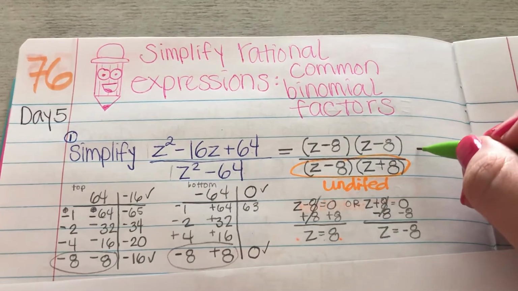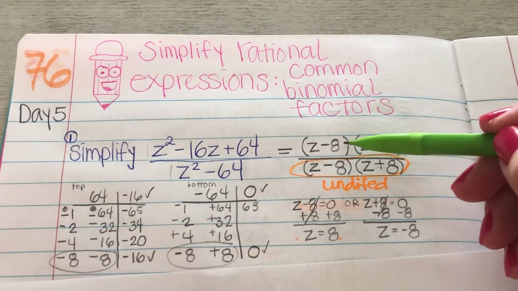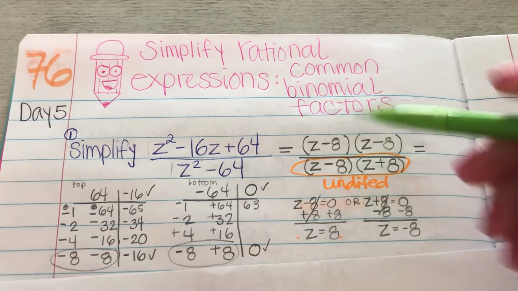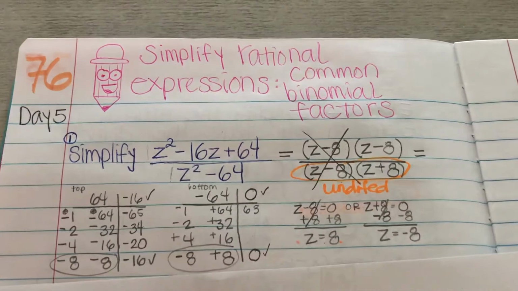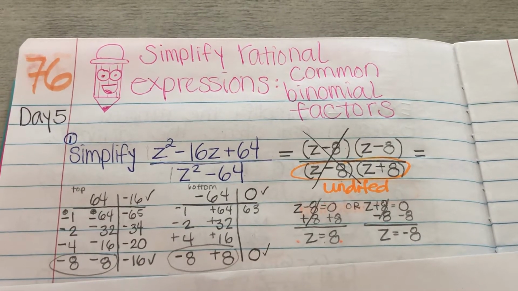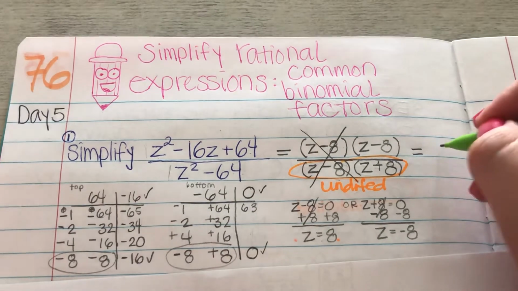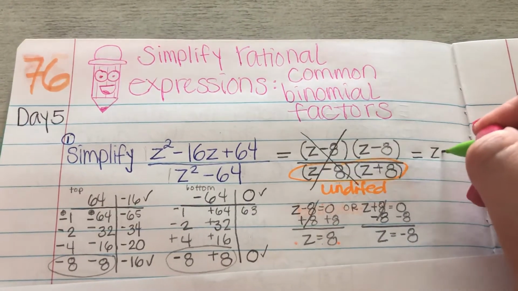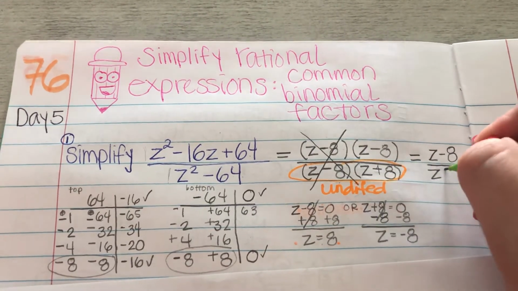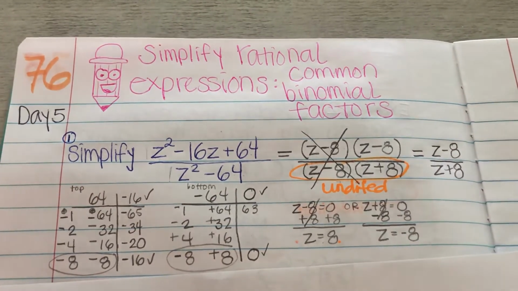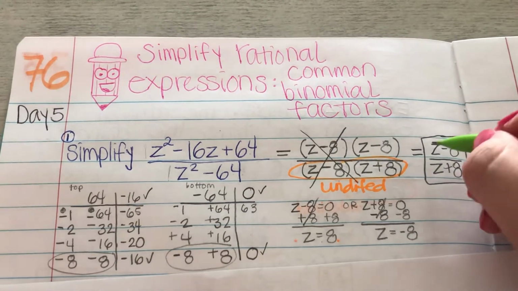All right, to simplify it, I think I have just enough space right here. I notice that there's a Z minus 8 on the top, a Z minus 8 on the bottom, so they're going to cancel each other out completely. The whole factor is gone, leaving me with Z minus 8 on the top and Z plus 8 on the bottom. This is a perfectly acceptable answer. Khan Academy accepts it. I know, I've tried.